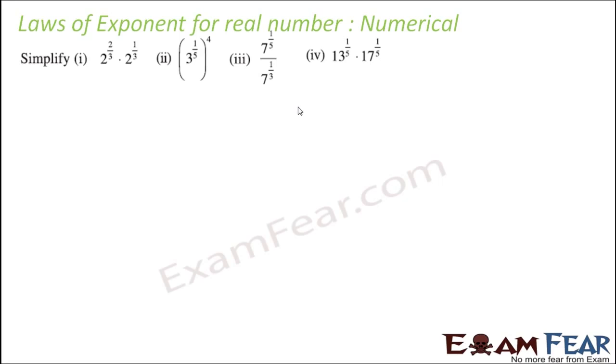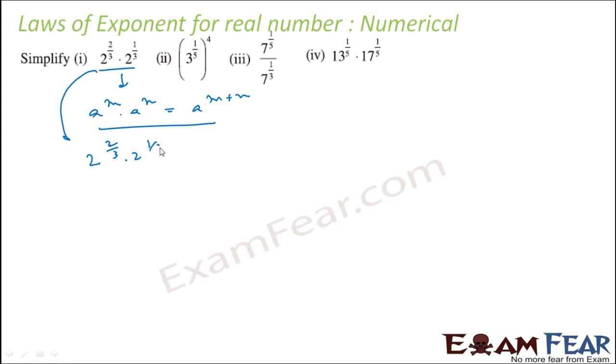You'll see the beauty of this formula: we did not solve this completely and we can easily get the answer. 2^(2/3) into 2^(1/3), such a complicated expression. So I can use a^m into a^n is equal to a^(m+n). I can write this whole expression as 2^(2/3) into 2^(1/3) will be equal to 2^(2/3 + 1/3). That is nothing but 2^(3/3), that is 2^1, that is nothing but 2. Pretty easy.